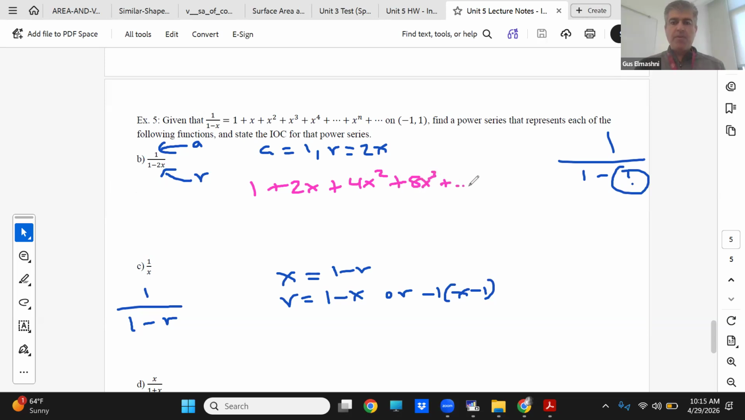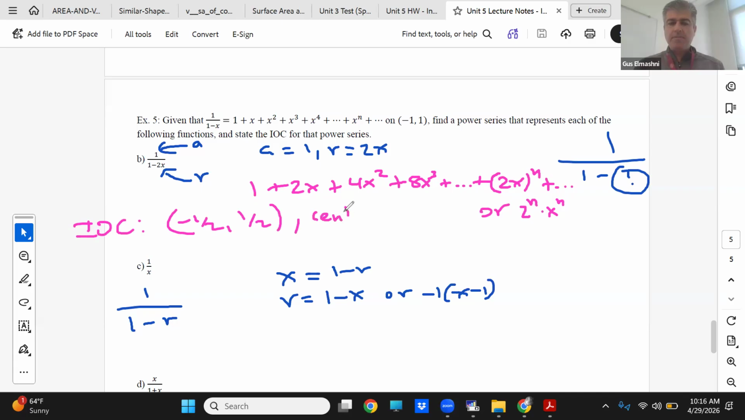So in general, it's 2x to the n power, or 2 to the n times x to the n, if you want to write it like that. Interval of convergence should be pretty obvious. And the center is 0.